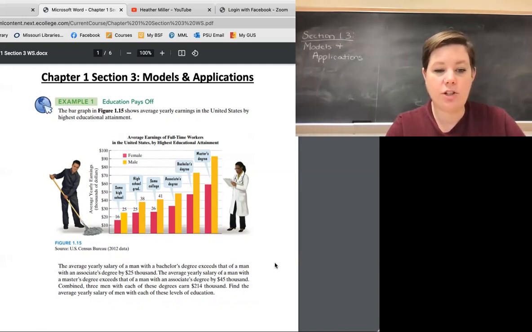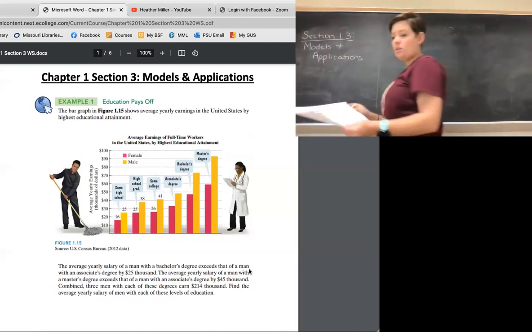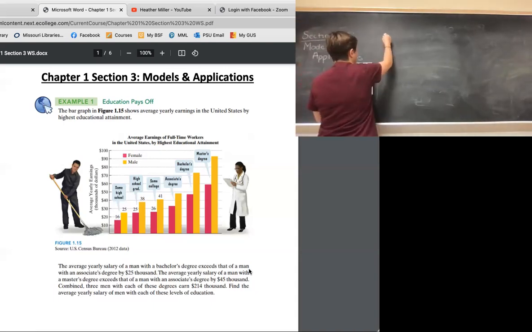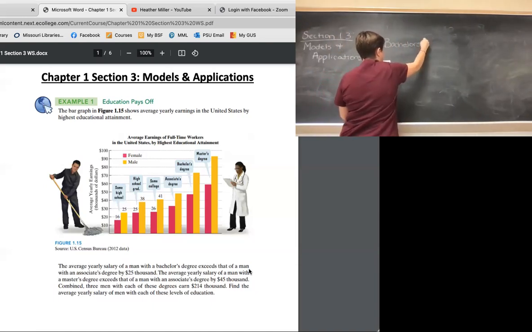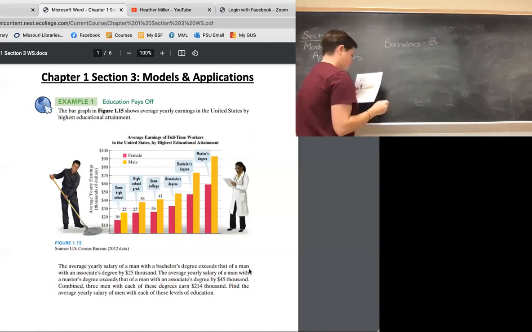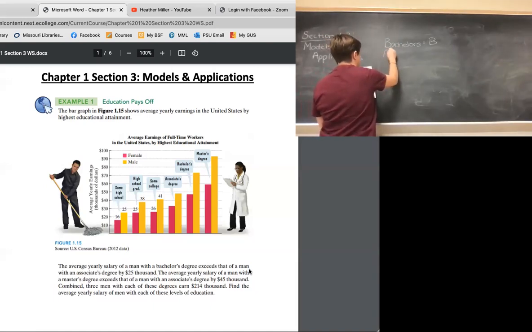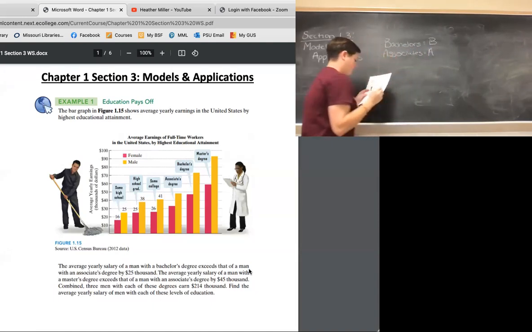It says the average yearly salary of a man with a bachelor's degree exceeds that of a man with an associate's degree by $25,000. Okay, I'm going to stop right there and make some notes on the board because that's the easiest way to do these problems. So I have a man with a bachelor's degree. I'm going to say bachelor's equals B. B for bachelor's, that's what I'm going to use to denote it. And then it says I have an associate's. So I'm going to let that equal A.